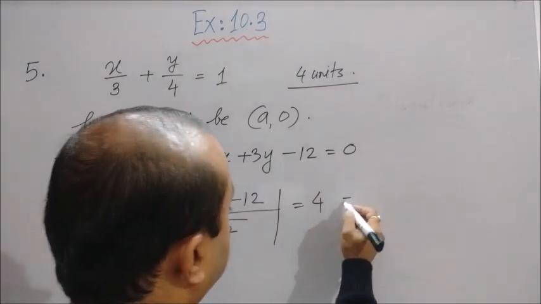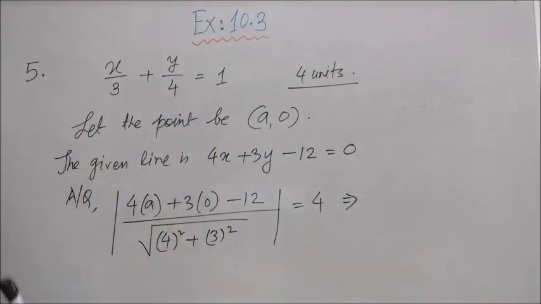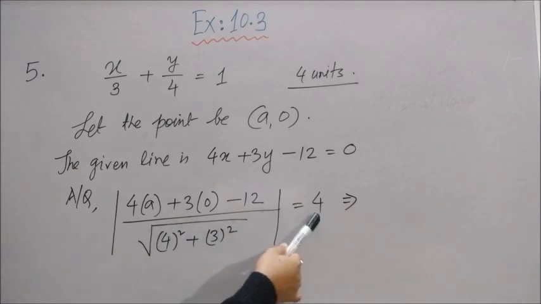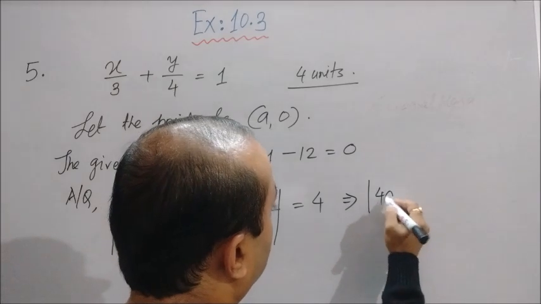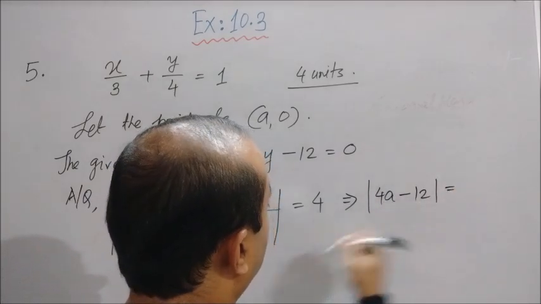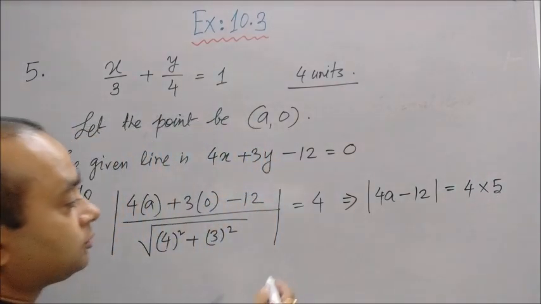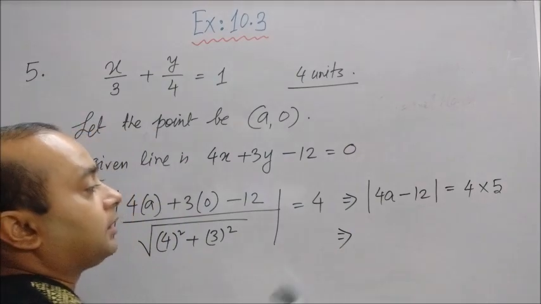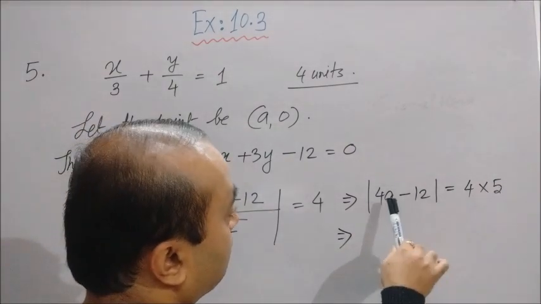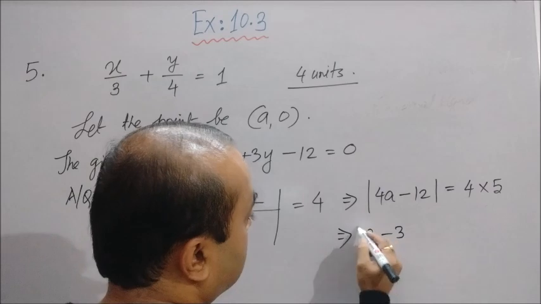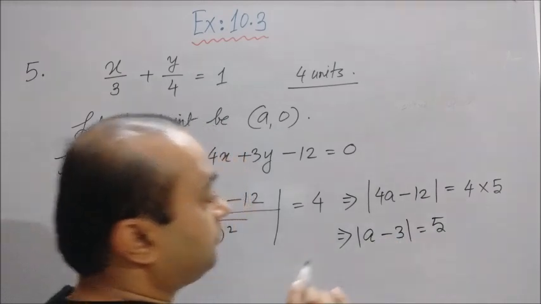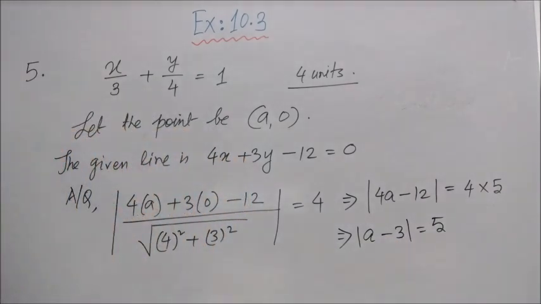So how do you go about it? We see that 4 square plus 3 square will give us 25. So the square root of 25 is 5, which will be multiplied to 4. So here we will be left with modulus of 4a minus 12 equal to 4 into 5. Correct? So this would further imply, I'll divide the whole equation by 4, so it will be modulus of a minus 3 is equal to 5.